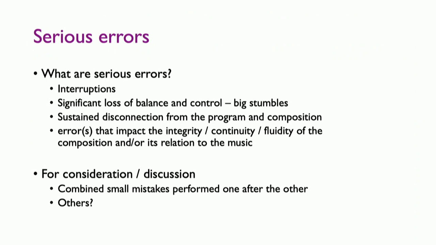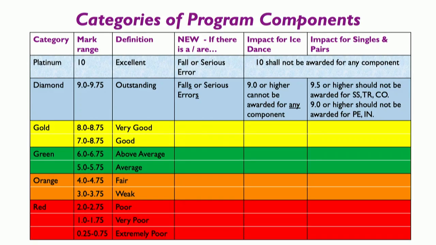It's very important as we look at our program component chart that we note that 10 cannot be awarded with a program with a fall. And the chart, let me go back. The chart refers also to serious errors, and the serious errors are different for singles and pairs. Again, we will have an updated chart that we can refer to and will be brought forth here.